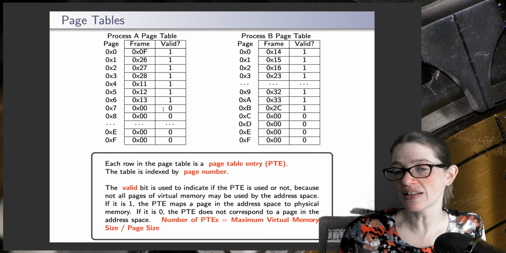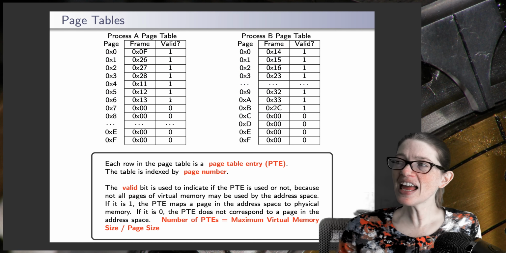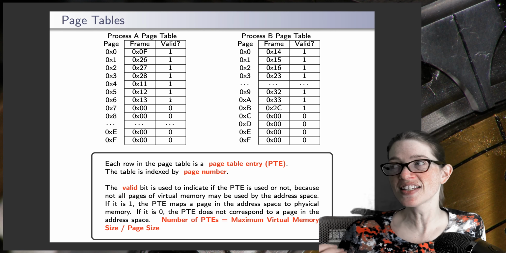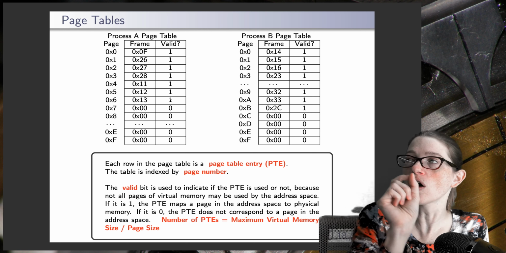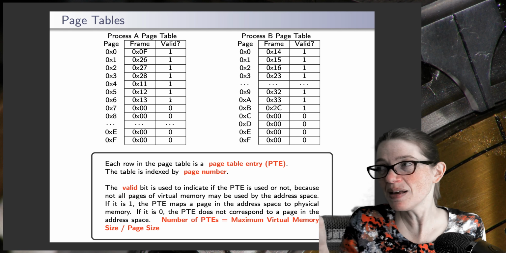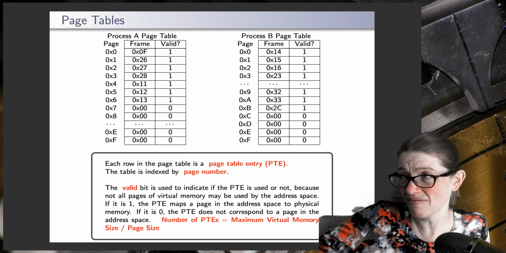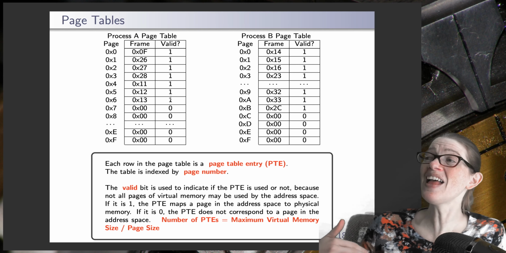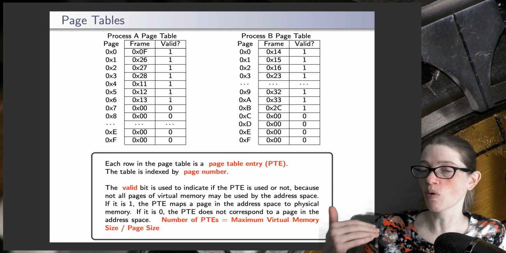And if it's not in use, the valid bit is 0. Now, again, if your address space was contiguously allocated, you wouldn't need to do this. But ours is not contiguously allocated. You've got code and then heap somewhere else and then stack way off somewhere else. So we actually need to have one entry for every page of virtual memory.